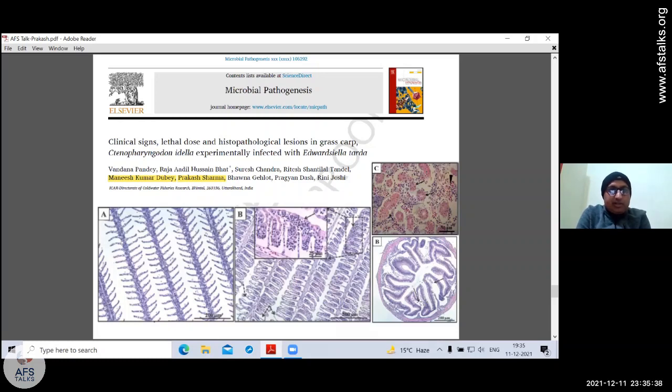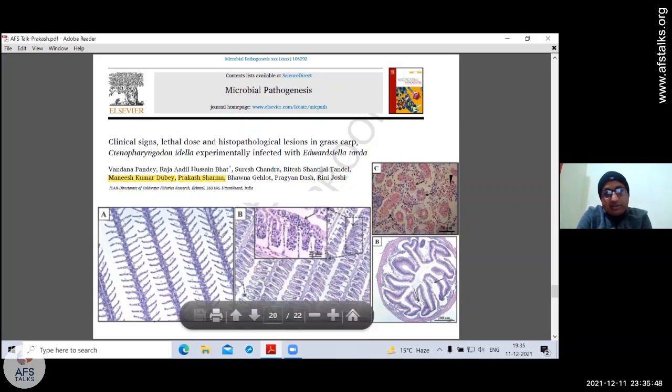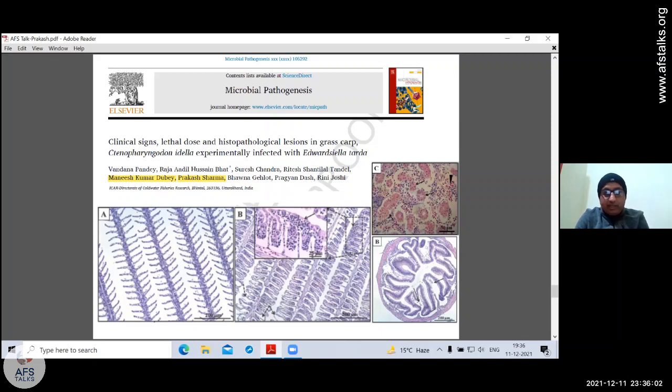So this is a response of Edwardsiella tarda. This is a bacteria in grass carp. So after injection, we could see the infection, the pathology of the gill. Similarly, here also the lamellar fusion was seen, and then this is epithelial hyperplasia, and then clogging of gill was clearly visible in the histopathology, and then complete degeneration of the submucosa here.